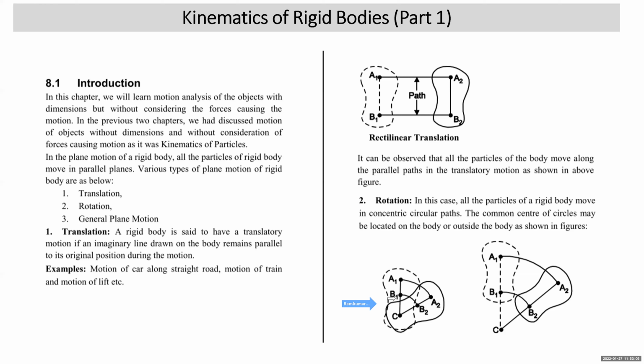There are particles A and B. They are moving along concentric circular paths having center C. In the second case, you can see that the center of rotation is lying outside the body. In this case, the two particles A and B are moving along circular paths like this, having common center C. So all particles on a body in rotation will be moving along concentric circular paths, that means having a common center. In this case, the body rotates about a fixed axis, which we are going to discuss at length later in the chapter.